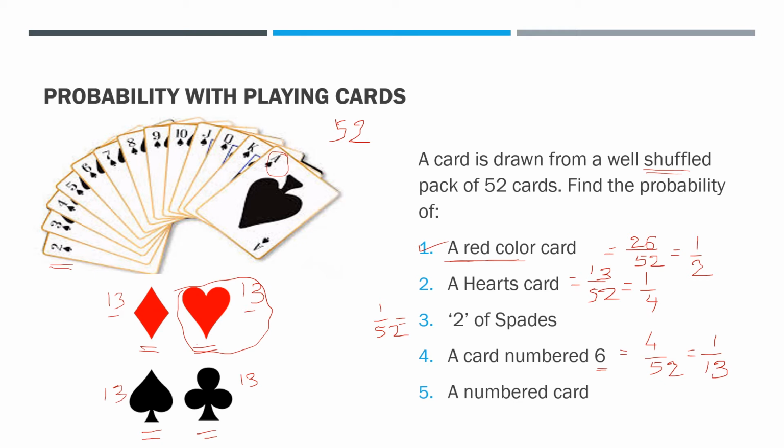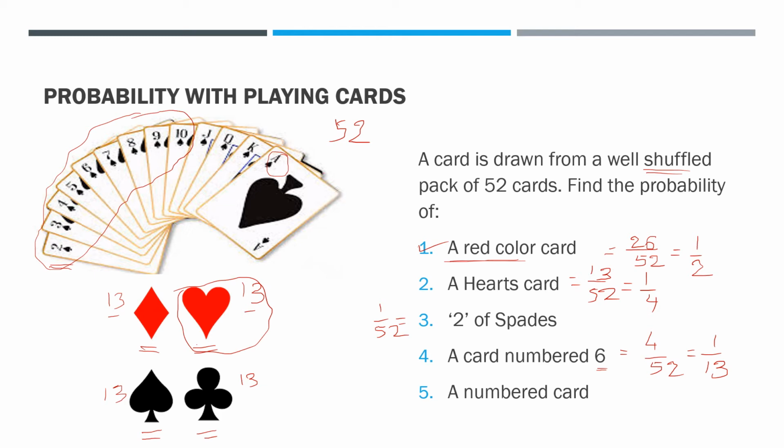Perfect. A numbered card. What is the probability of finding a numbered card? Well, this would be interesting. Let's see, how many cards did we say? What is a numbered card? Any card with a number on it. And which cards do not have a number? These 4 cards, Jack, Queen, King, and A. They do not have a number. All these other cards, 2 to 10, have numbers.